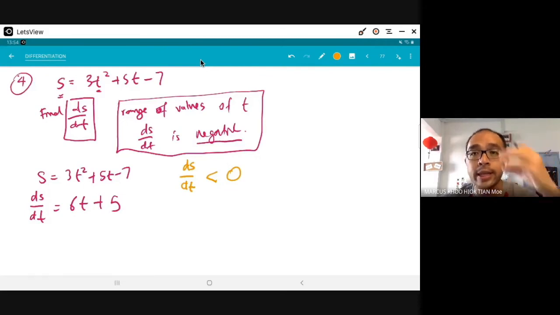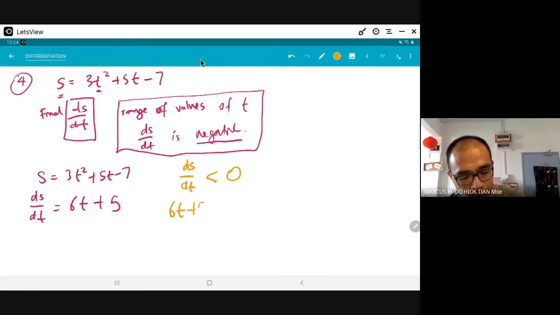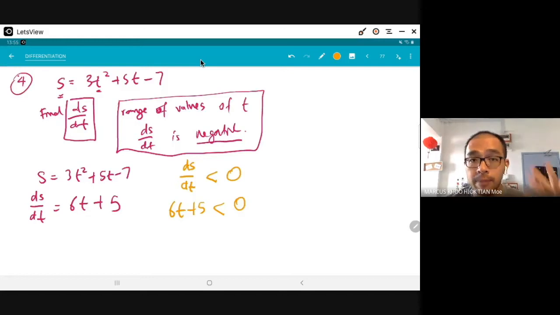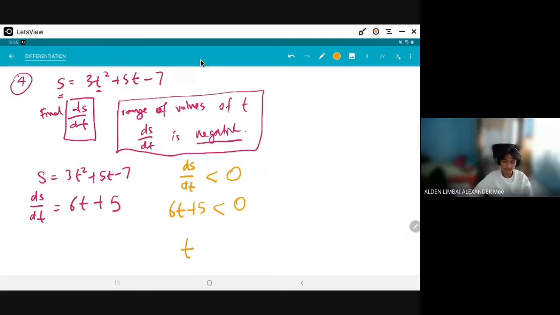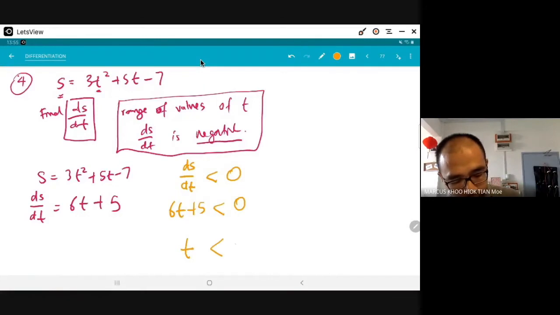Kalau ds dt is negative means ds dt adalah kurang dari kosong. Therefore, 6t plus 5 is less than 0. Can you tell me what is the range of the values of t? T kurang atau t lebih? Tell me. Negative 5 over 6. Okay, t is less or more? Less. Okay, less than negative 5 over 6.